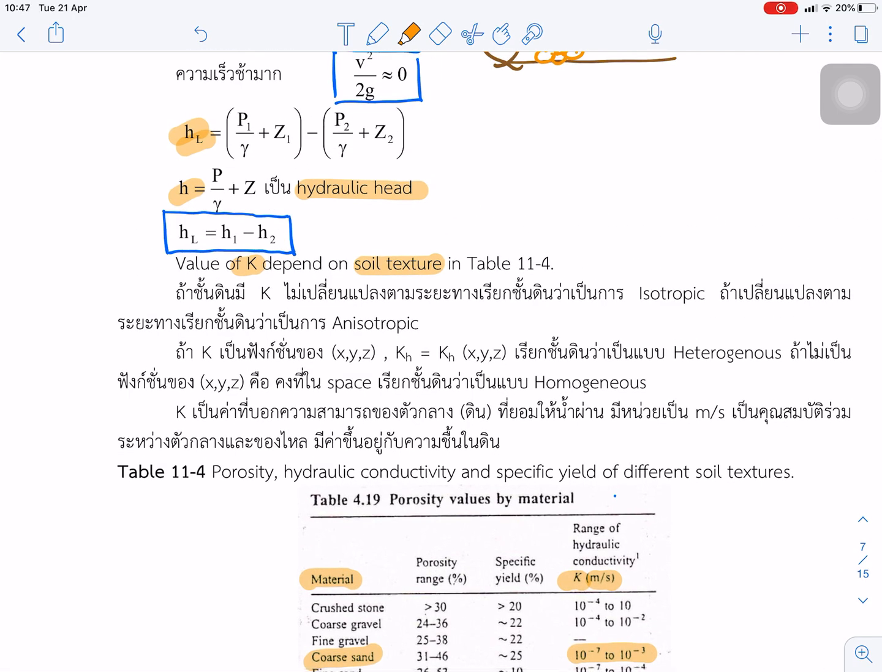For a soil layer where K doesn't change with distance, we call it an isotropic soil layer. But if K changes with distance, we call it anisotropic. If K is a function of position, changing with x, y, z, we call this soil layer heterogeneous. And if K is constant in space and doesn't change with location, we call it homogeneous.